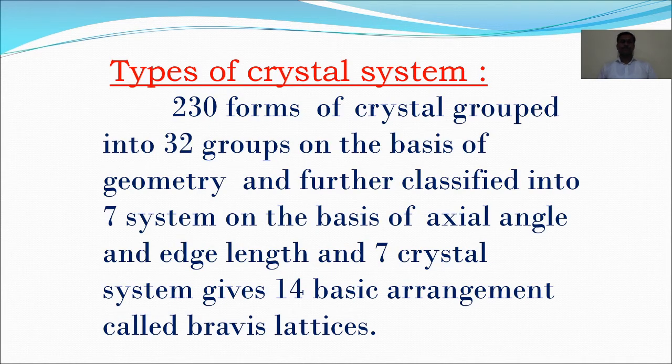Types of crystal systems. There are 230 forms of crystals available in nature, which are grouped into 32 groups on the basis of geometry and further classified into 7 systems on the basis of axial angle and edge length. And 7 crystal systems give 14 basic arrangements called Bravais lattices.